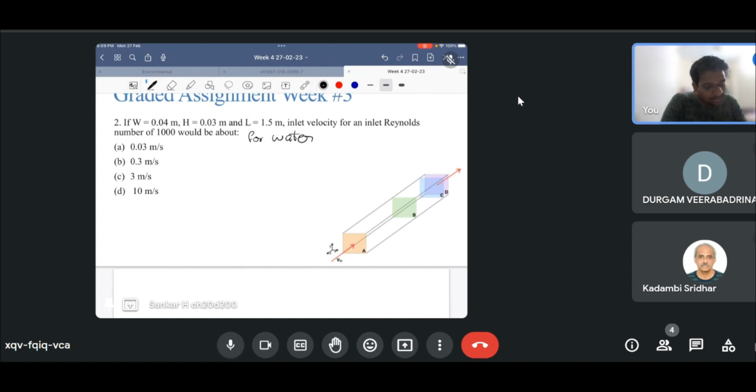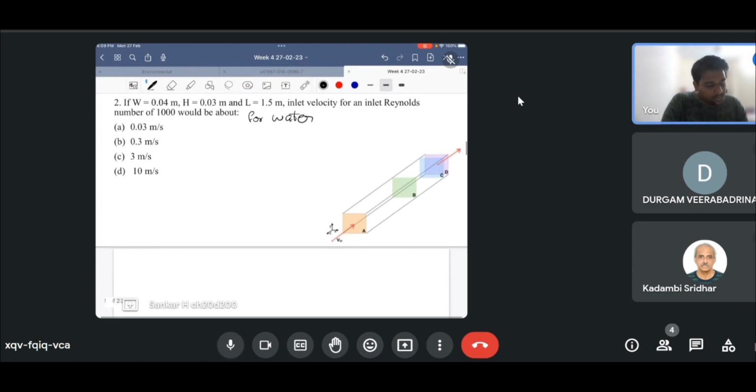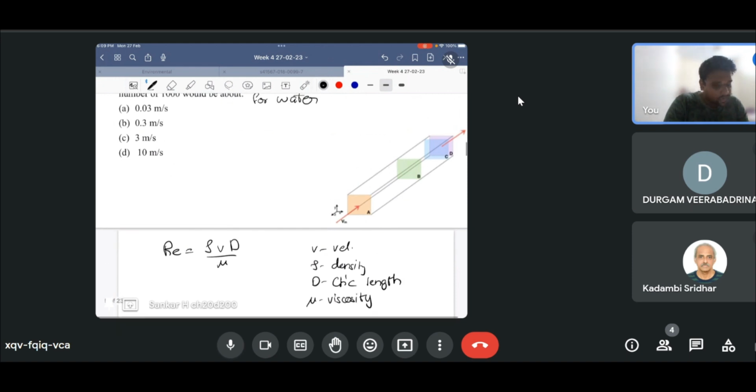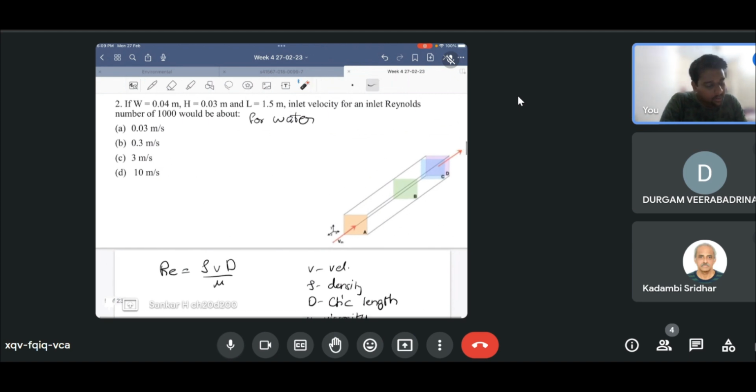That's one statement I am writing here right now. So basically, the equation that relates the Reynolds number is given by rho v d by mu. Here v is the velocity, rho is the density, d is the characteristic length, and mu is the viscosity. Now, how would we define the characteristic length and which velocity should we take is an important question of concern here.